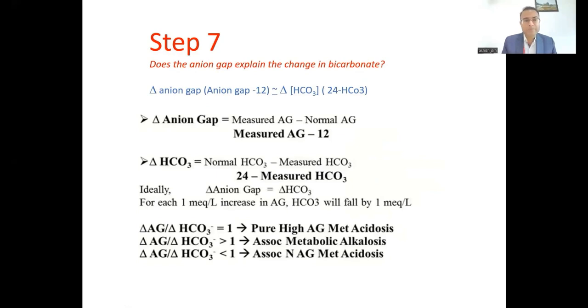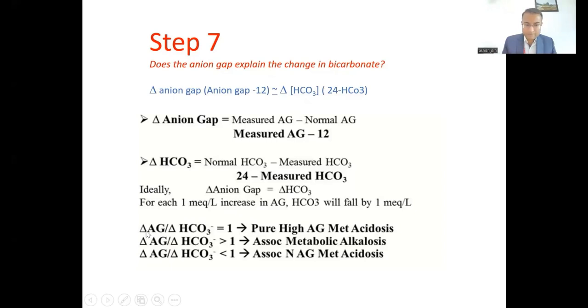Then step 7 depends upon the delta gap. Delta gap means the gap from the anion gap minus 12, that is called the delta anion gap, and delta bicarb, that is 24 minus the bicarbonate level. Generally in a normal patient, delta anion gap should be equal to delta bicarbonate gap.